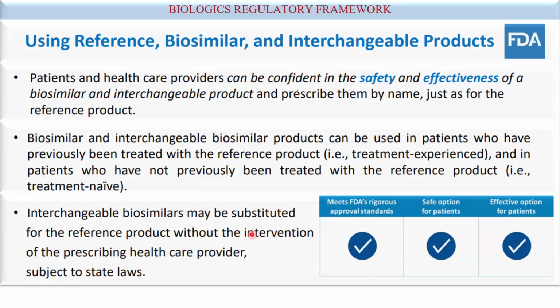So when the medical doctor has prescribed the reference product, the prescription will reach the medical store and the pharmacist can dispense the reference product. If it is not available, without the doctor's prescription, he can dispense the interchangeable biosimilar. That is the benefit of the availability of the interchangeable biosimilar. That is the reason the FDA is also approving it. The reason is that drug shortage should not happen to the patients.